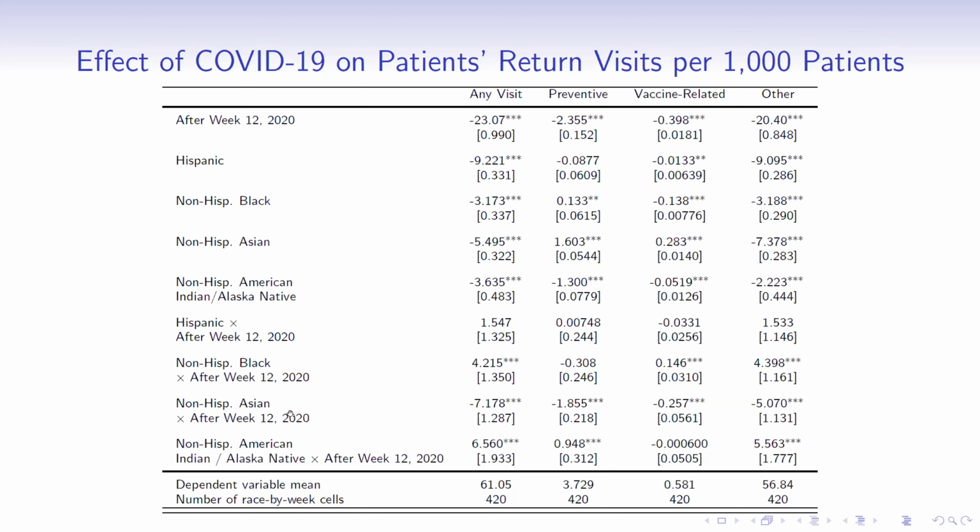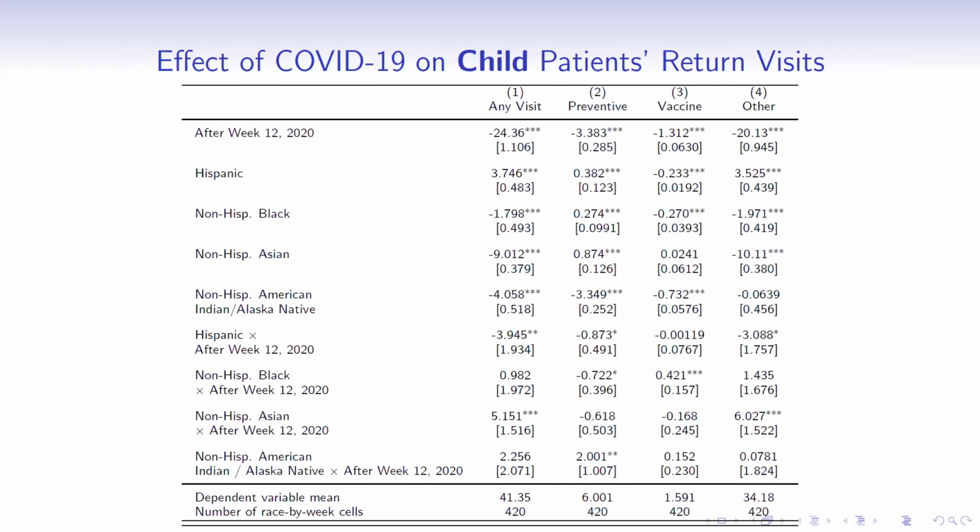When we look at, for example, non-Hispanic Asian patients, the disparity is actually widened. The reduction in these visits for that group is bigger than for non-Hispanic white. For Hispanic patients, the difference in the reduction is not statistically different from non-Hispanic whites. Then we look separately across age groups.